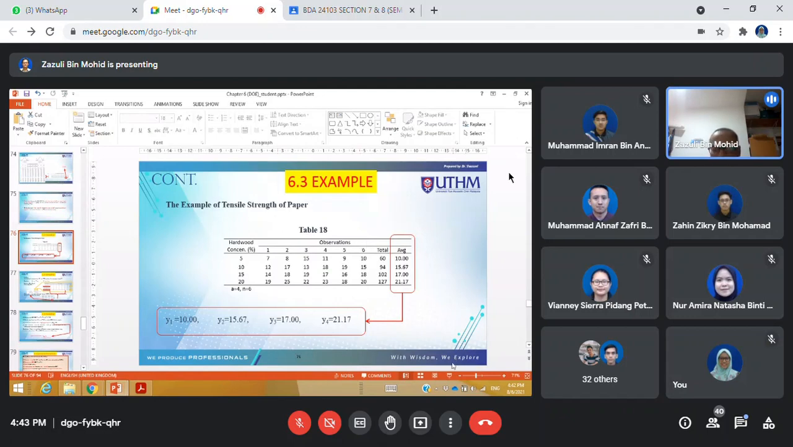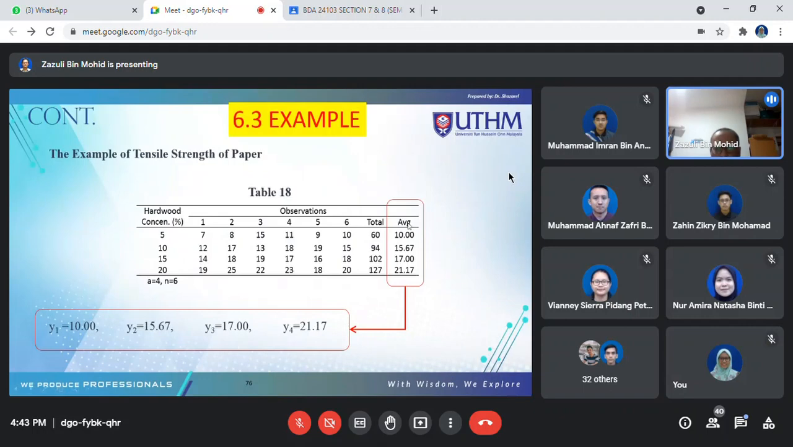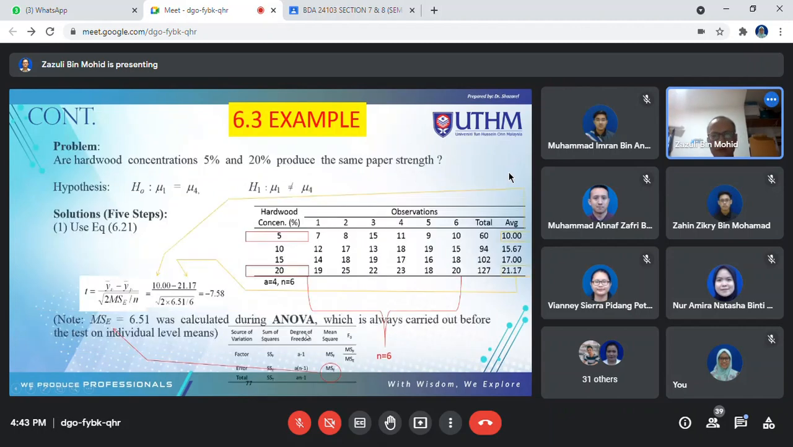We have data. We have the average. We have the different levels here. We have one factor with different levels. We have 6 observations for each level. Then we have to calculate the total for each level, and then the average of each level. y1 is the average for the first level, y2 is the average for the second level, and so on. So from this, we have a problem.